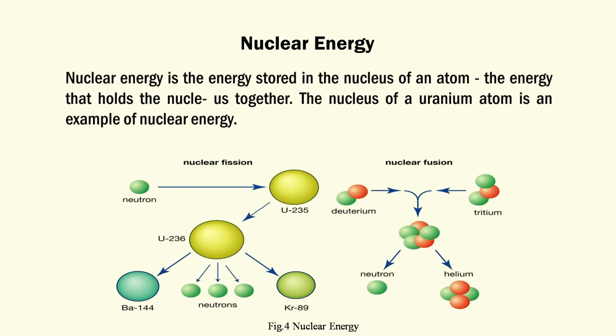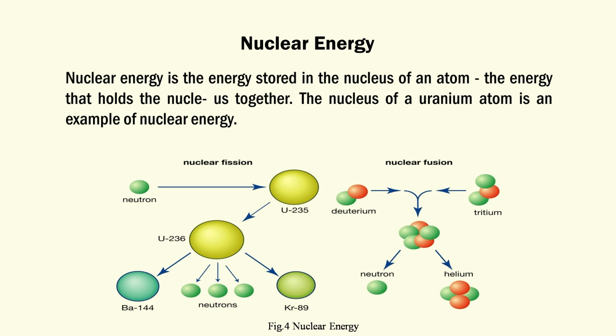Nuclear energy. Nuclear energy is a form of energy released from the nucleus, the core of atoms made up of protons and neutrons. This source of energy can be produced in two ways: fission, when the nuclei of atoms split into several parts, or fusion, when the nuclei fuse together. The nucleus of a uranium atom is an example of nuclear energy.